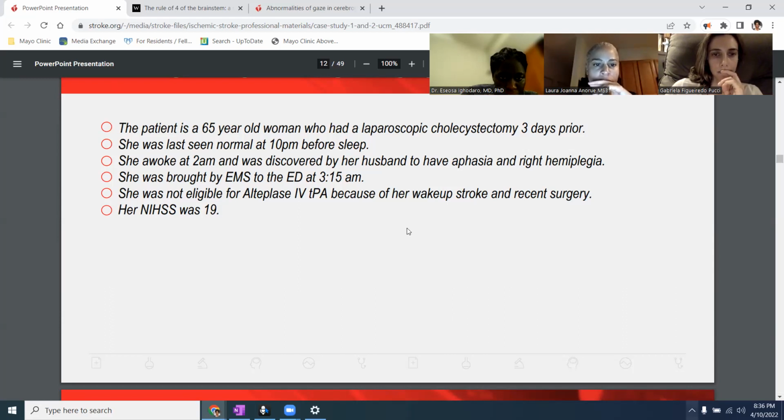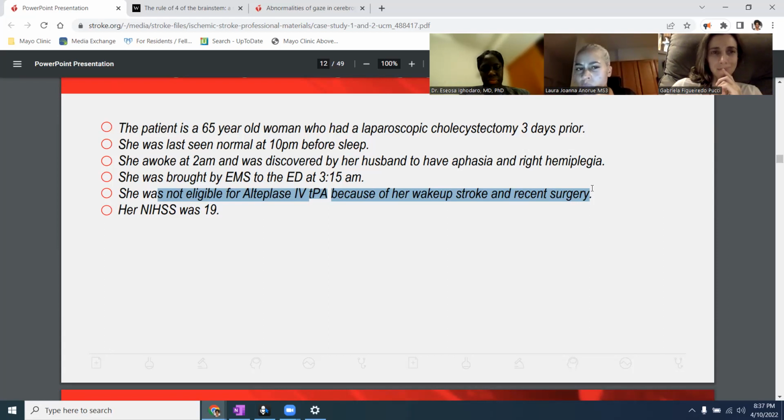So she came to the emergency room at 3:15. She was last known normal at 10. So also she's past the window for TPA because it's been more than 4.5 hours. Okay, so she's not eligible for TPA because of her wake-up stroke and recent surgery. Oh, for the recent surgery, I have to go back in. I don't know if this particular surgery is a contraindication. I was thinking the same thing. It's laparoscopic. I don't know.